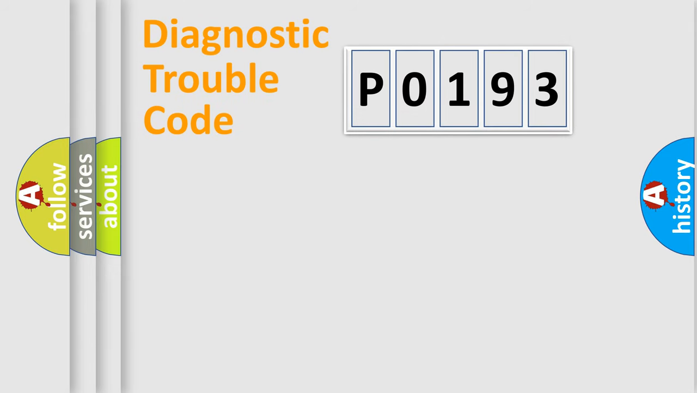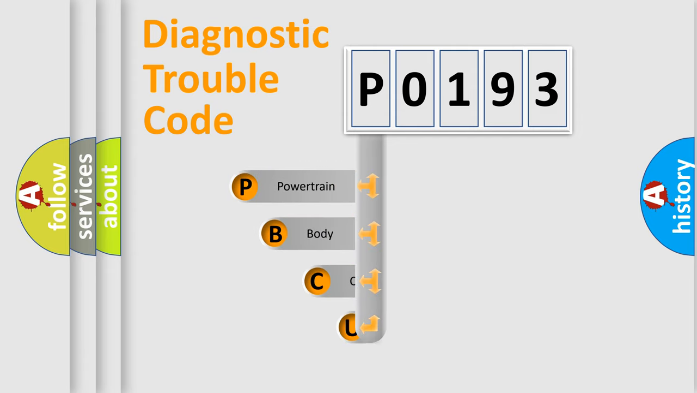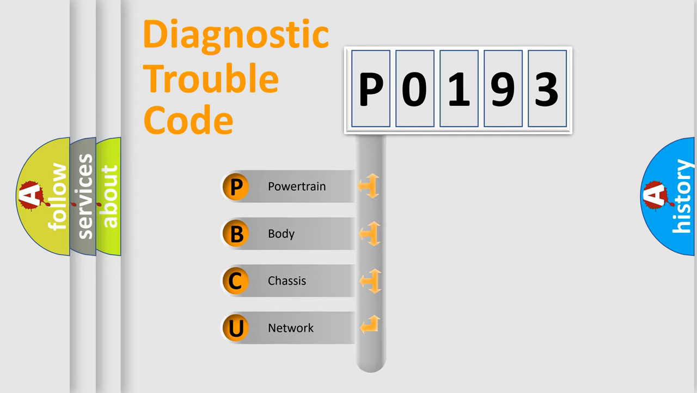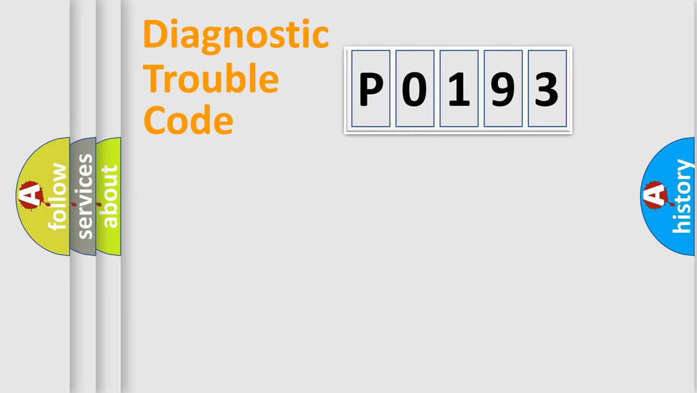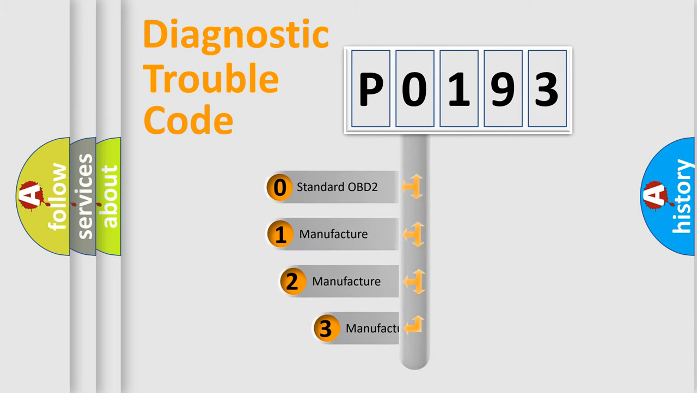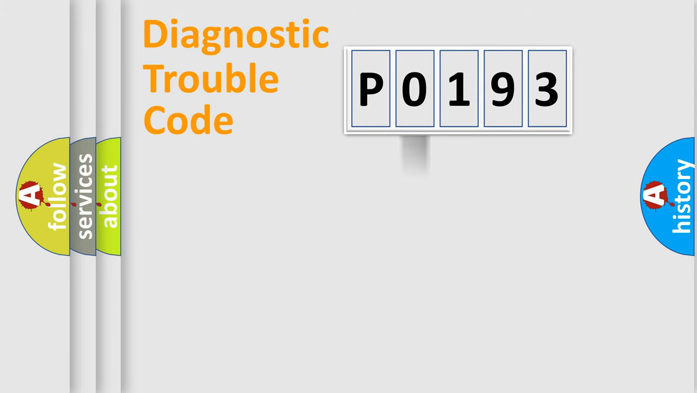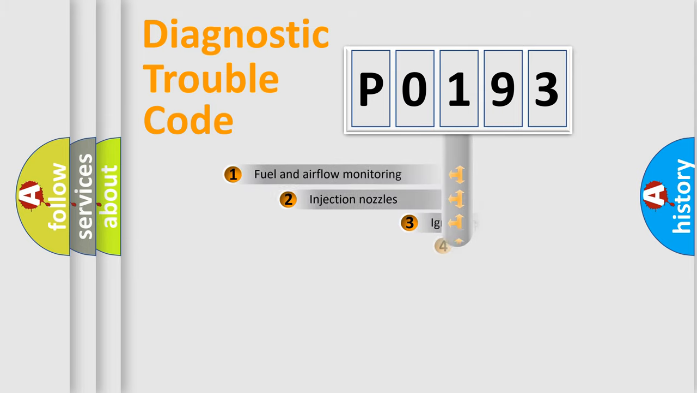Let's do this. First, let's look at the history of diagnostic fault code composition according to the OBD2 protocol, which is unified for all automakers since 2000. We divide the electric system of an automobile into four basic units: powertrain, body, chassis, network. This distribution is defined in the first character of the code. If the second character is expressed as zero, it is a standardized error. In the case of numbers 1, 2, 3, it is a manufacturer-specific error.